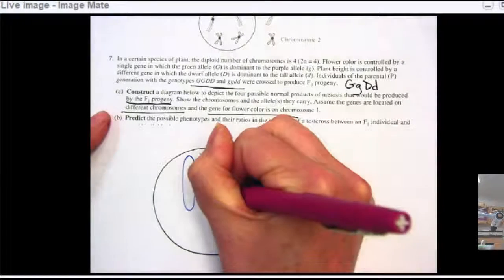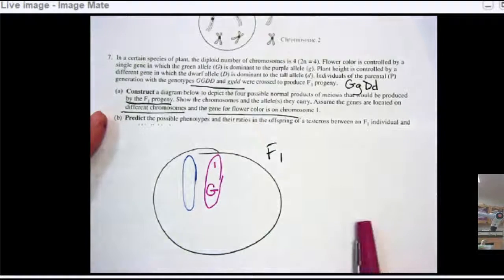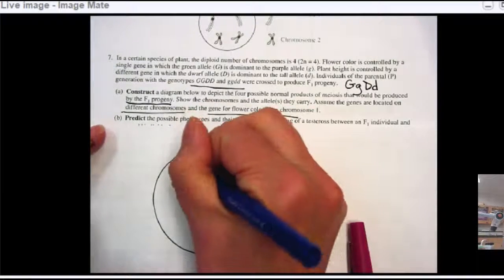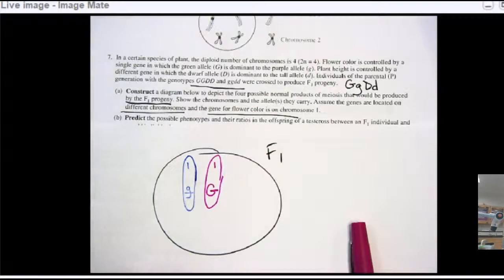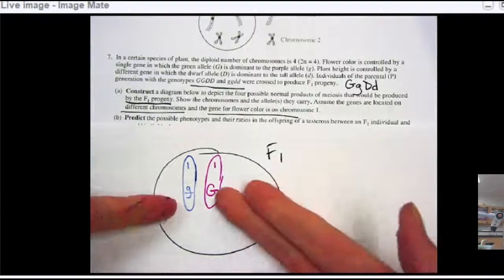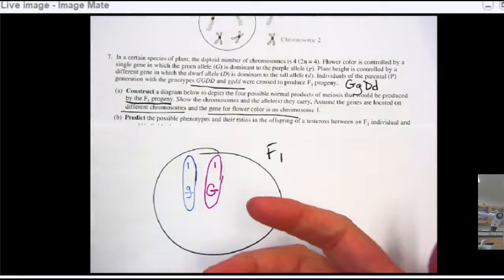I'm just going to make the maternal one here dominant, and this is still chromosome 1, and this is going to be recessive. So they are homologous chromosomes, meaning that they have the same genes, but they might have different alleles. They're not sister chromatids yet.